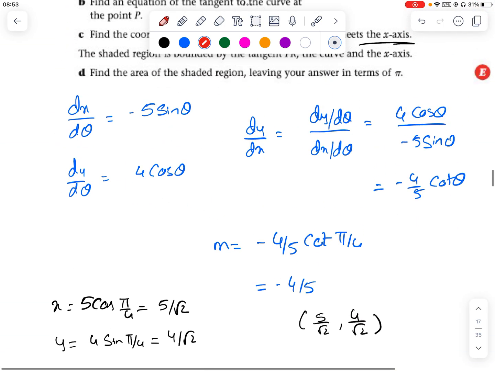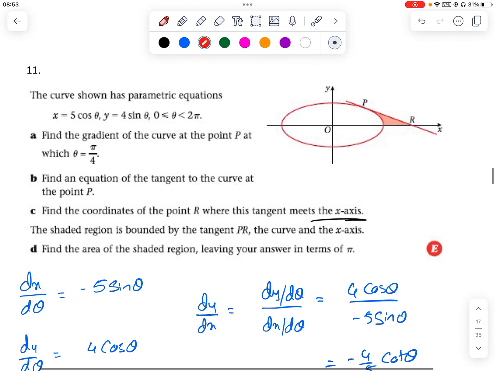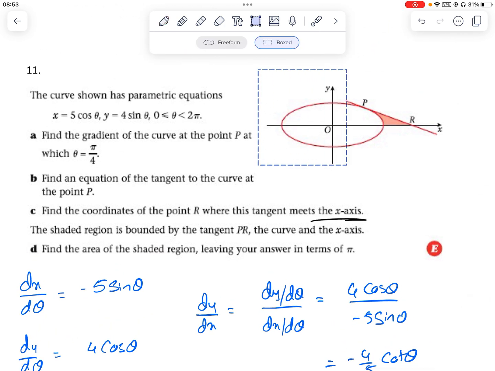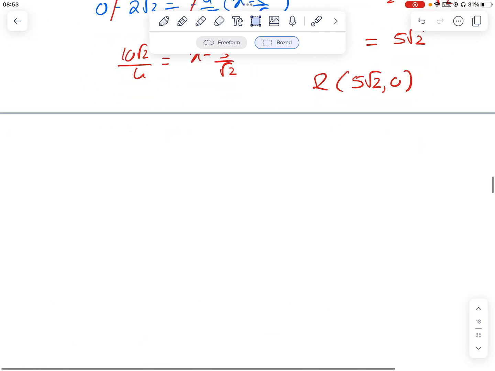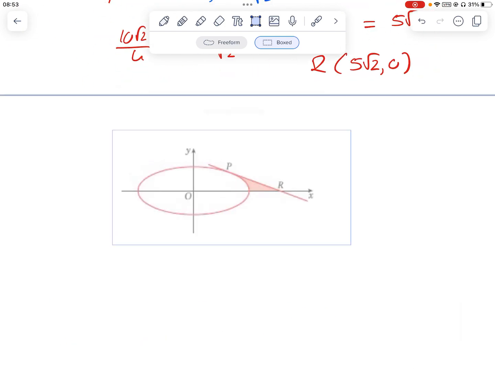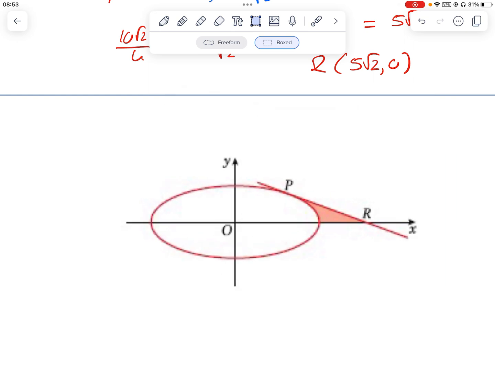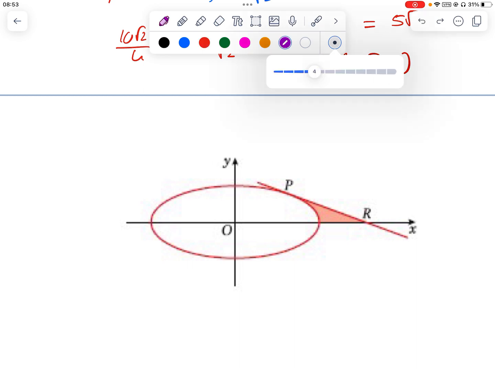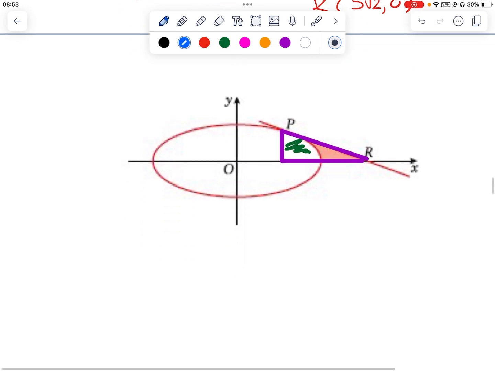Next one, find the area of the shaded region. So we have to find the area of the shaded region. Let us copy this diagram and get it over here. What I am going to do is find the area of this triangle and then subtract the area under the curve. Then automatically I'll be getting the area of the shaded region. So that is my plan.